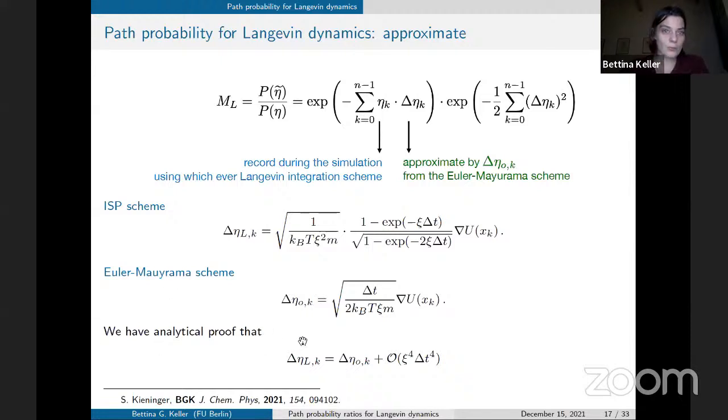And we have analytical proof that these two factors are really, really similar up to 4th order, right? So up to 4th order, you can replace this factor by this factor. So what you could also do is record your random numbers at your simulation potential during the simulation. And then the correction for the reweighting, you can just replace by this Euler-Maruyama scheme delta eta k.